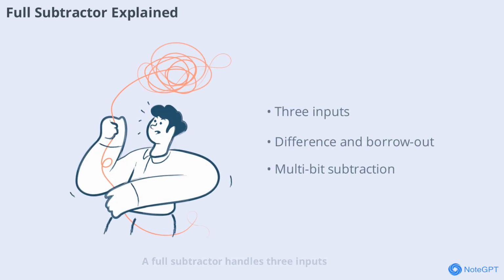A full subtractor handles 3 inputs, 2 binary numbers and a borrow-in from a previous stage. It outputs a difference and a borrow-out, allowing multiple full subtractors to be connected for multi-bit subtraction. Full subtractors are crucial for designing arithmetic logic units in computers.